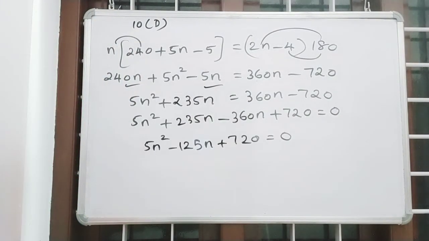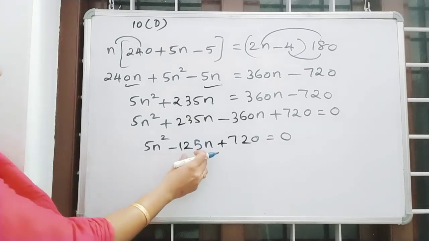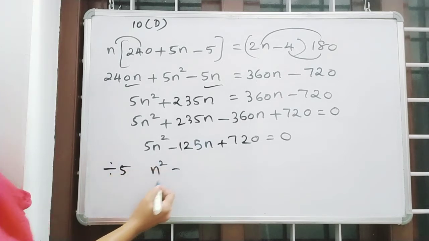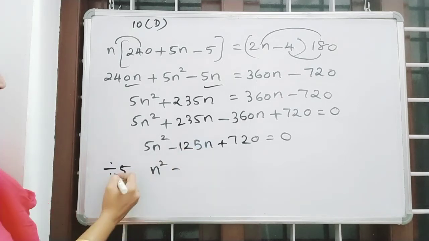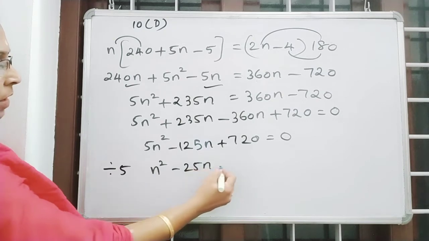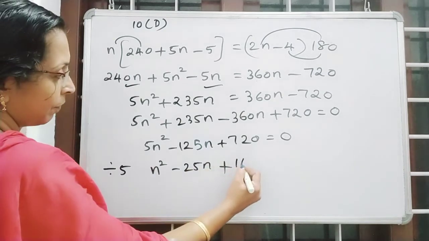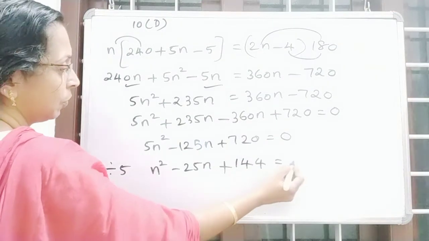Simplify that. So 235n minus 360n will be minus 125n. So dividing throughout by 5, it will be n square minus 125 divided by 5, that is 25n, plus 720 divided by 5 is 144, is equal to 0.